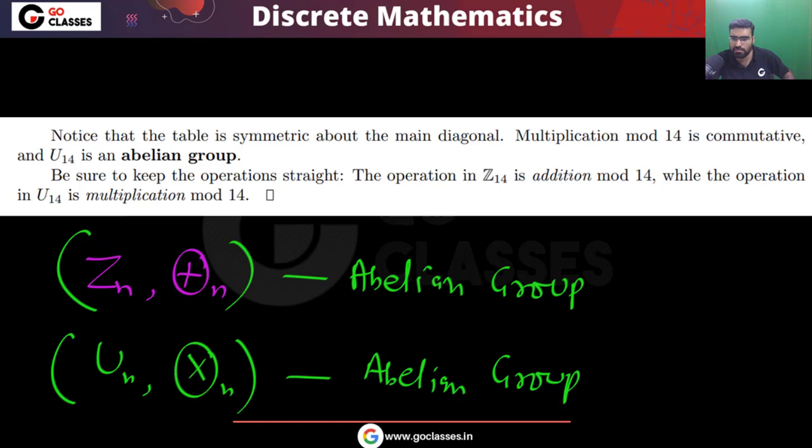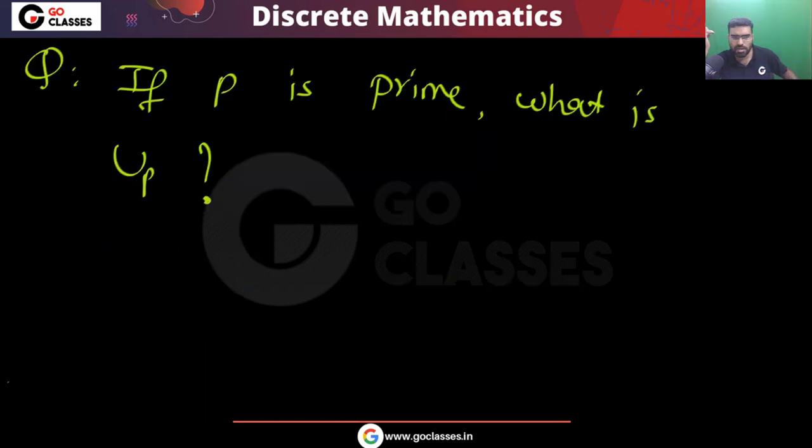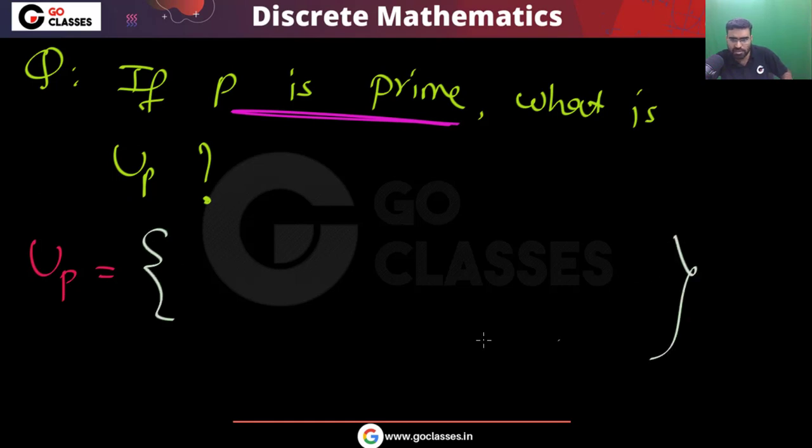Let's see this question. If P is a prime number, then what is UP? Remember this point, UP means all the numbers which are less than P but relatively prime to P, from 1 to P. Because P is a prime number, every number from 1 to P minus 1 is relatively prime to P. So UP will be 1, 2, 3 and so on, P minus 1.